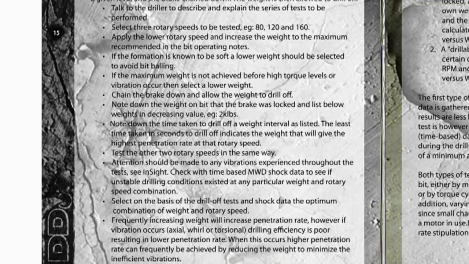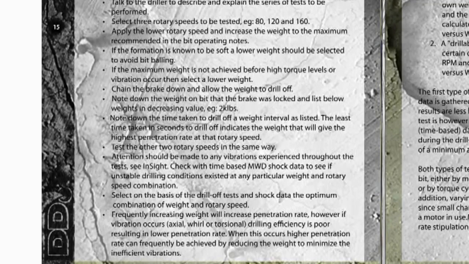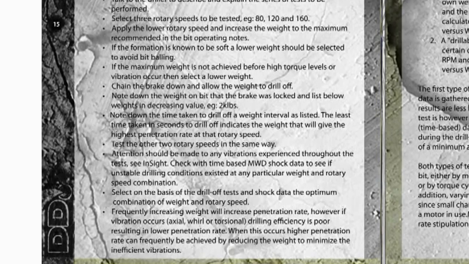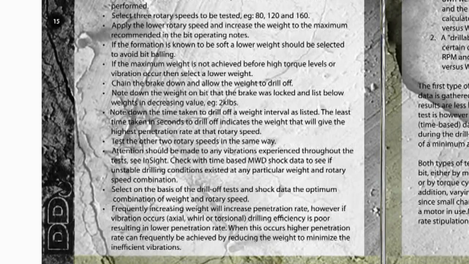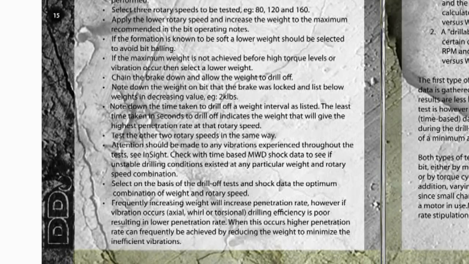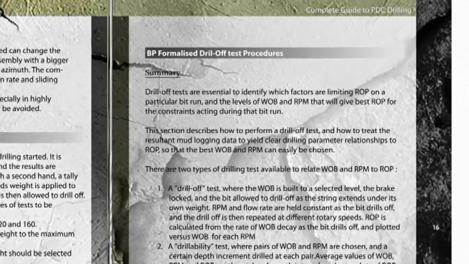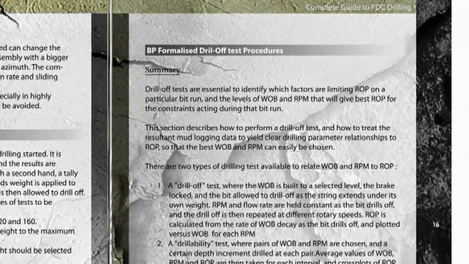However, if vibration occurs, axial, whirl, or torsional, drilling efficiency is poor, resulting in lower penetration rate. When this occurs, higher penetration rate can frequently be achieved by reducing the weight to minimize the inefficient vibrations. BP formalized drill-off test procedures.